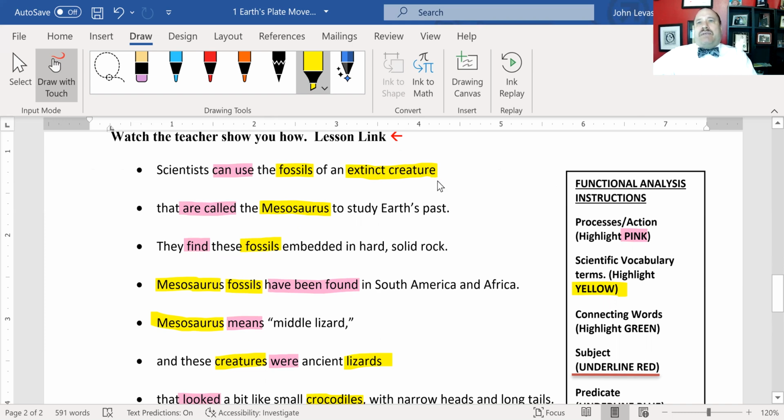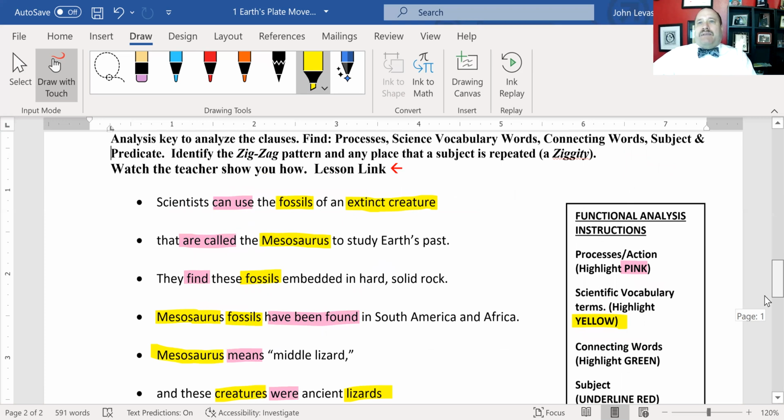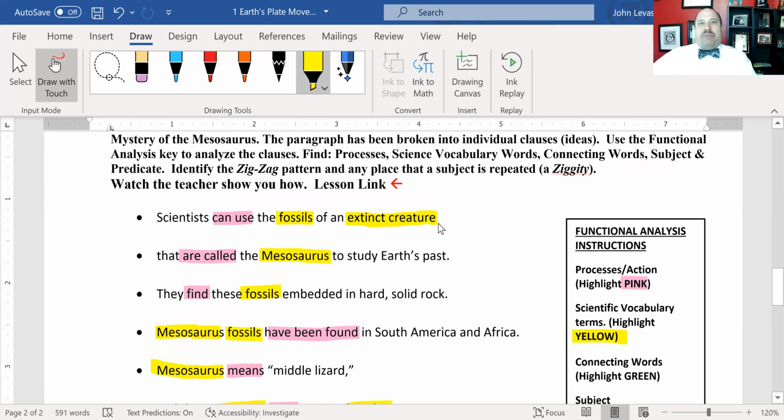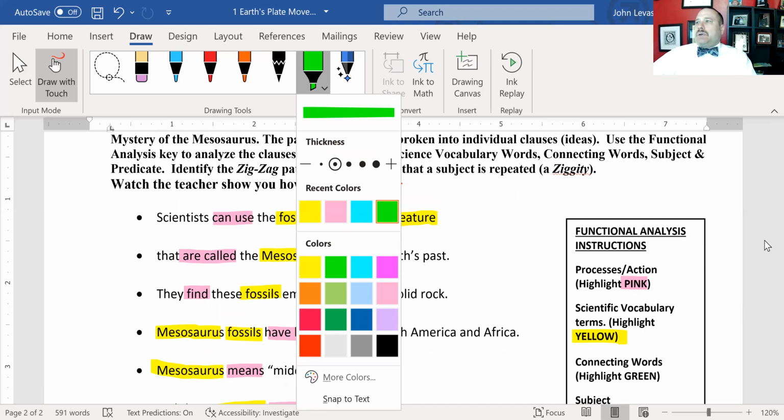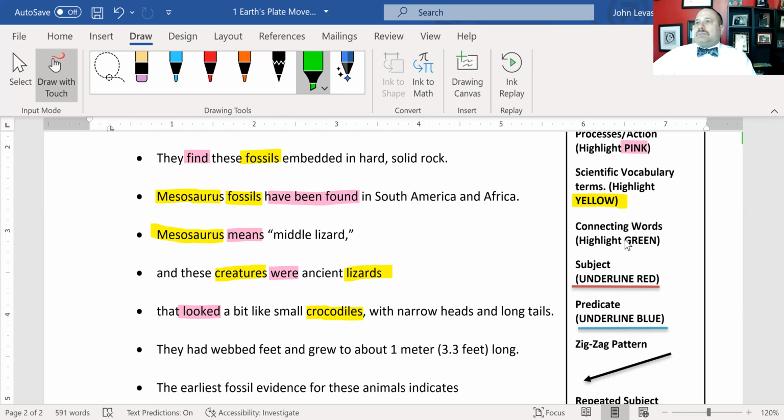Now, notice that not every line ends in a period. Those that do end in a period, that's the end of one completed thought. But if you don't have a period, that means that there's going to be more of the same sentence. And often you need a linking word. So I'm going to do those with green. You need a linking word or a connecting word to join those 2 ideas together.